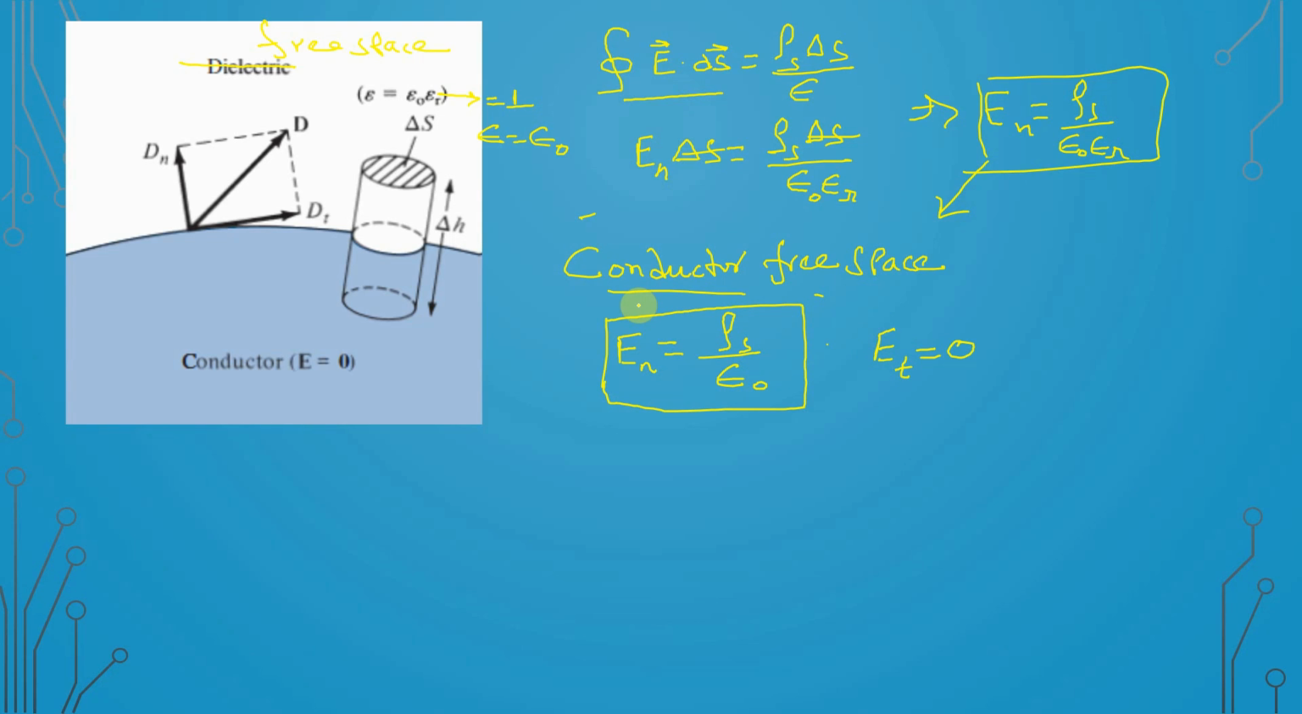So this is how the boundary conditions for electrostatics behave for different interfaces. We have studied the dielectric-dielectric, conductor-dielectric, and conductor-free space interfaces.